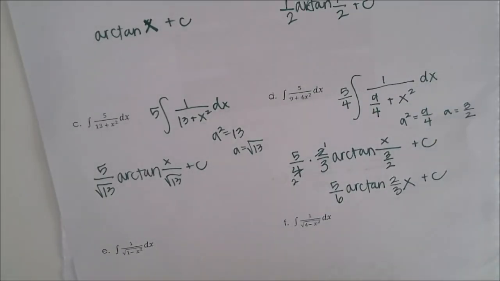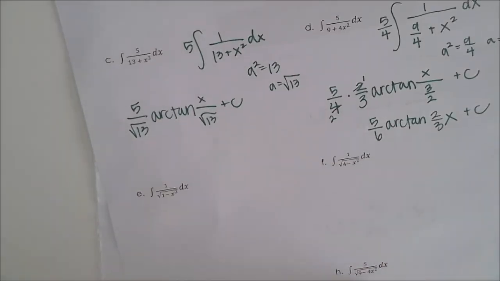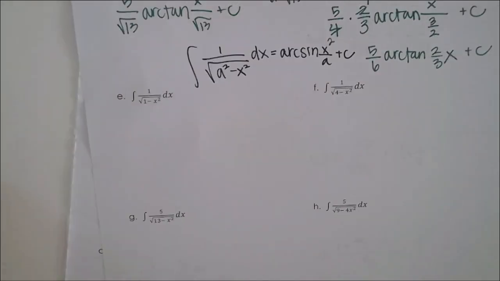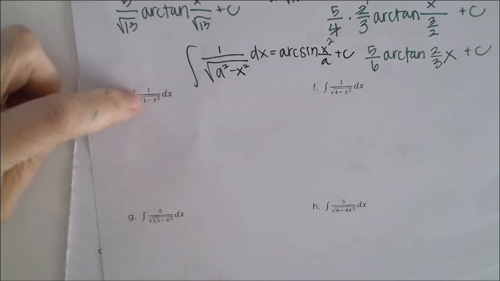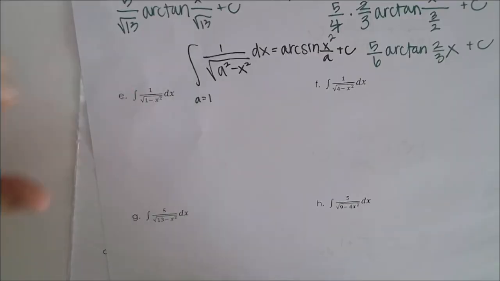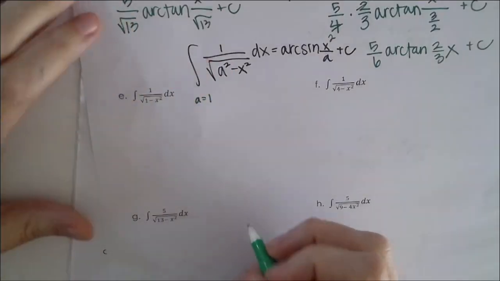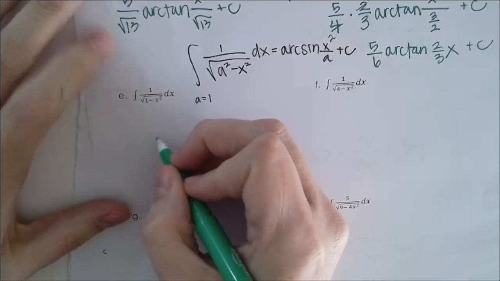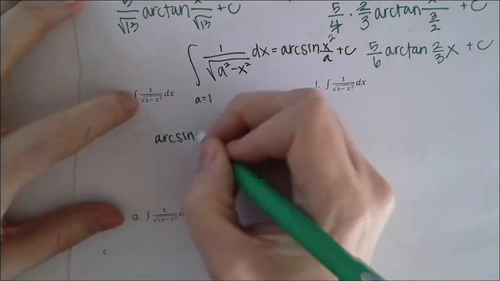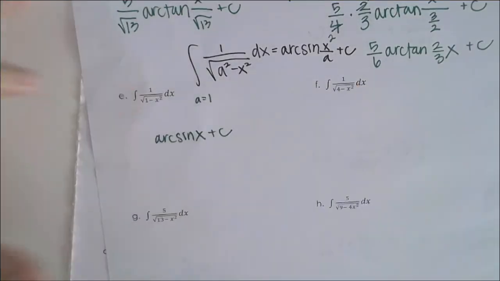Next ones obviously follow the arcsine. They have the square roots in the bottom with something minus something squared. The easy ones at the beginning just follow the formula. Okay, so I've rewritten this here so we can just follow along. So obviously my a squared is 1 on this one, so square root of 1 is just 1, so our a is 1 on this one. So noticing that this is the arcsine, we just follow the formula. So the integral of this, we've got arcsine of x over a. Well, my a is just 1, so that would just be x, and then plus c. So that one was super simple.